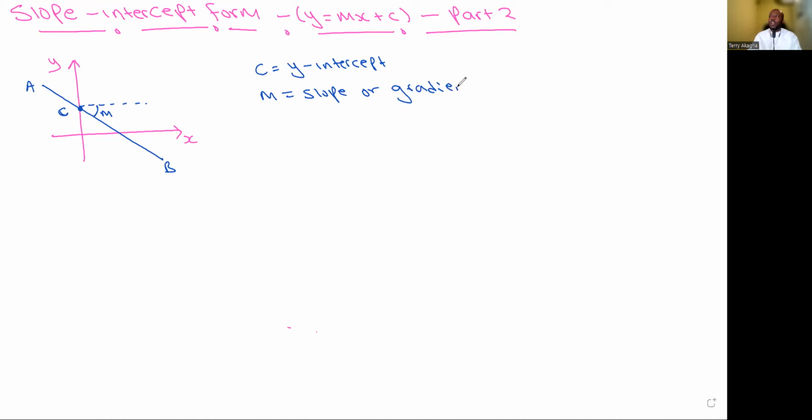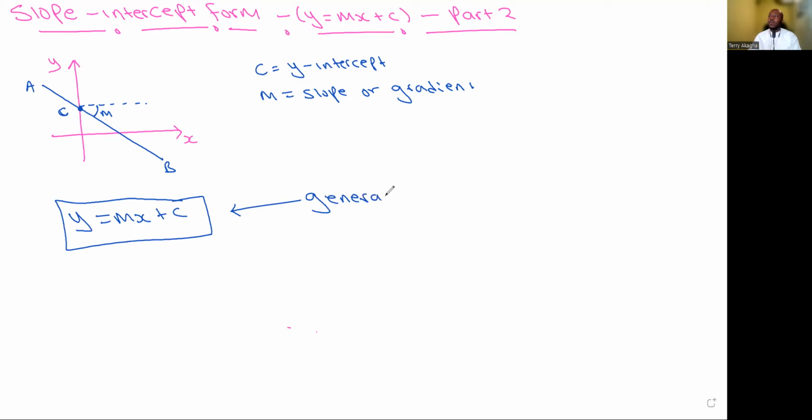Okay, so the general form of an equation is usually referred to as y is equal to mx plus c. So this form is generally referred to as the general equation. When you hear about the general equation of a straight line, this is what we mean. This is the general equation of a straight line.